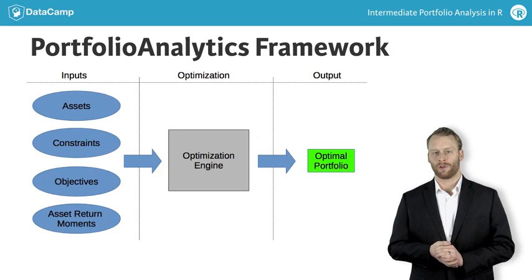The workflow in portfolio analytics follows this diagram. First, you specify a portfolio of assets, then add constraints and objectives to the portfolio specification. Next, you run the optimization given the portfolio specification and estimates of asset return moments. The final step is to analyze the optimal portfolio, which is the output of the solver.